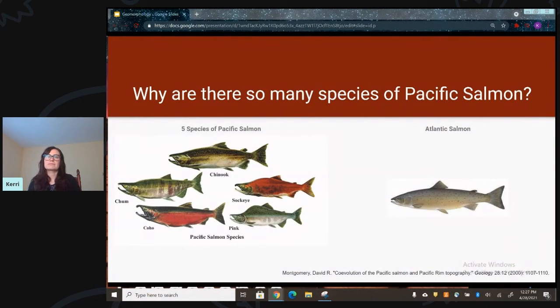Okay, so the first example we'll talk about explores the evolution of North American salmon. So on the west coast of North America, there are 5 unique species of salmon, but in the east, there's only one species, the Atlantic salmon. So for a long time, scientists didn't know why Western salmon would have diverged into these 5 unique species, while the Atlantic salmon remained the same over that same period of time. So in 2000, a geomorphologist from the University of Washington, Dave Montgomery, looked at this question through an interdisciplinary lens.